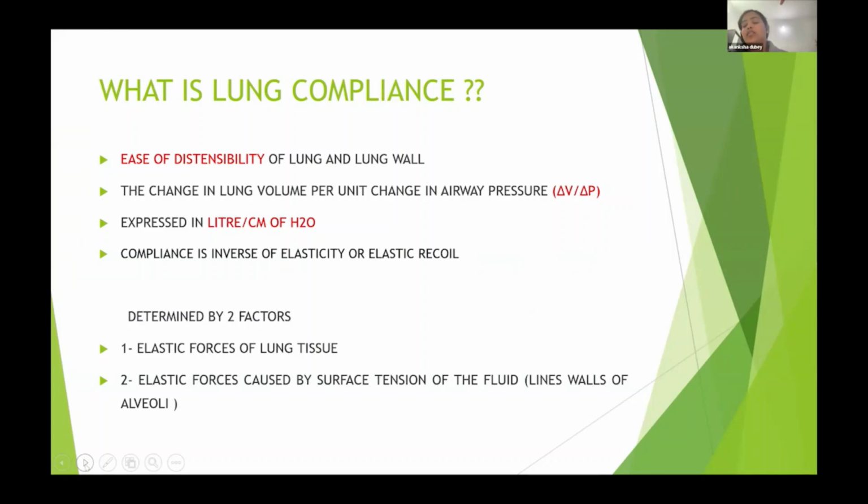Compliance is basically the inverse of the elasticity or elastic recoil. Elasticity is the property of the lung to come back to its original shape and size, and it is just the opposite of compliance. Compliance is determined by two factors: the elastic forces of lung tissue and the elastic forces caused by surface tension of the fluid lining the walls of the alveoli as well as the other airways, the small airways. Next, please.